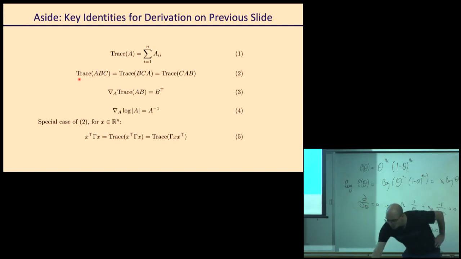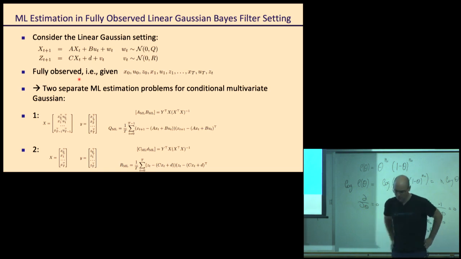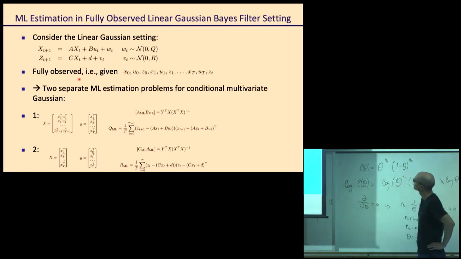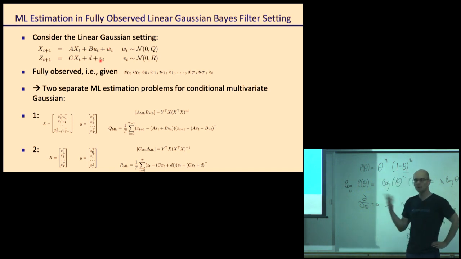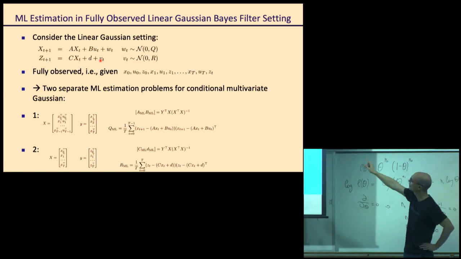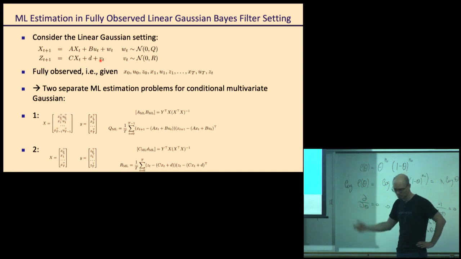All right, so how about a fully observed linear Gaussian Bayesian filter setting? You have x_{t+1} equals A x_t plus B u_t plus w_t, z_{t+1} equals C x_t plus D plus v_t. This is a standard Kalman filter type setting. If everything is observed, you can actually apply maximum likelihood to find A, B, C, D, and the covariance matrix Q for w and the covariance matrix R for v. And that way you have a model of your system.